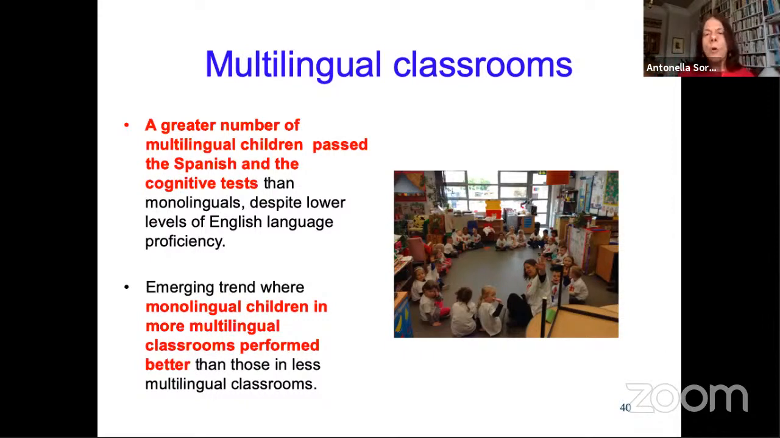where the more multilingual the classroom was, the better the monolingual Scottish children in those classrooms actually did in the cognitive tests, compared to the monolingual children in more monolingual classrooms or less multilingual classrooms. So this suggests that being surrounded by languages that even you don't consciously speak may have an effect.